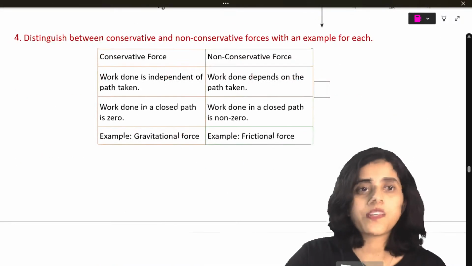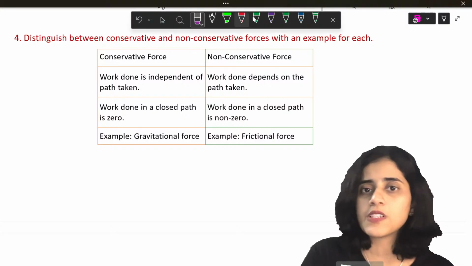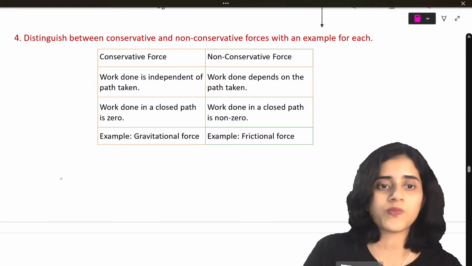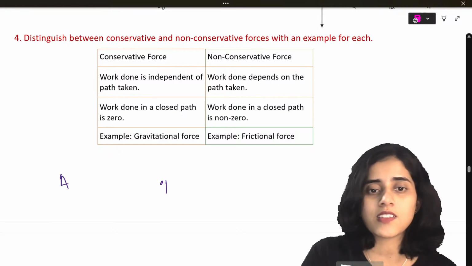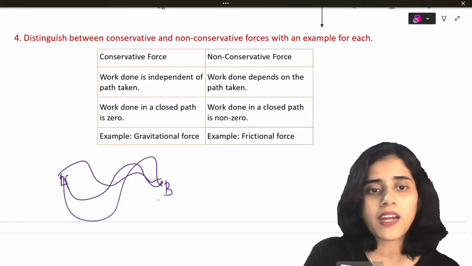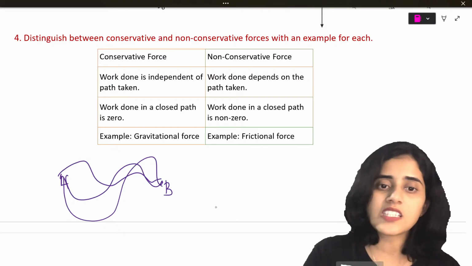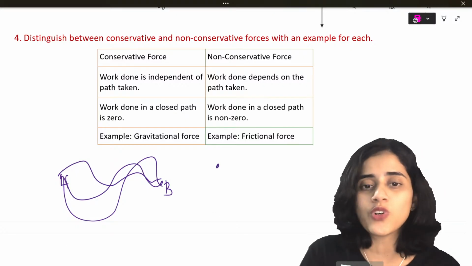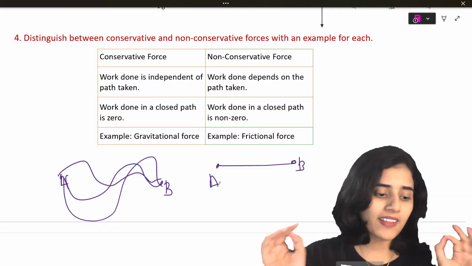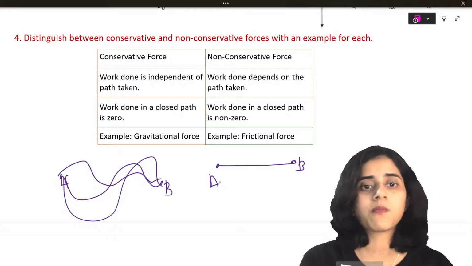Next question. Distinguish between conservative and non-conservative force. Give examples for each. This already we discussed for 2 marker. This can come as 3 marker also. So if this is A, this is B. However I reach B, it does not matter if it's a conservative force. It is independent of the path. But if it's a non-conservative force, then it should follow a certain path. It depends on the path.